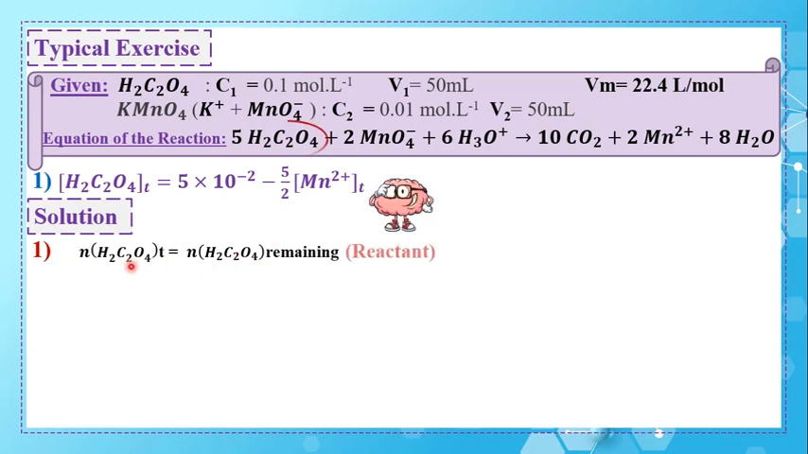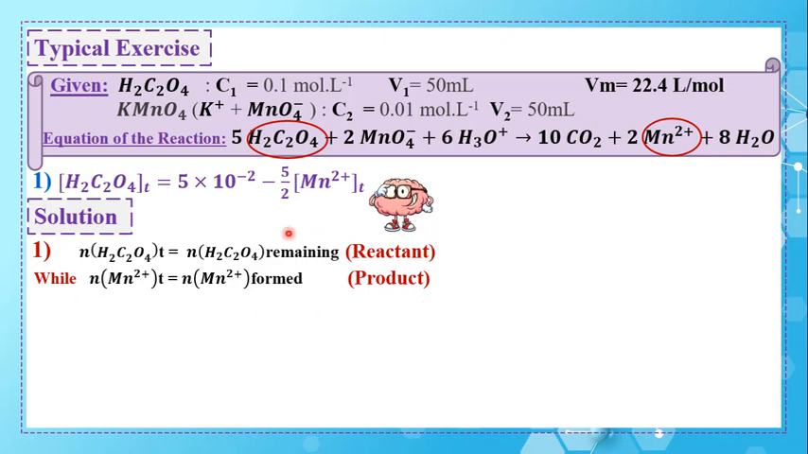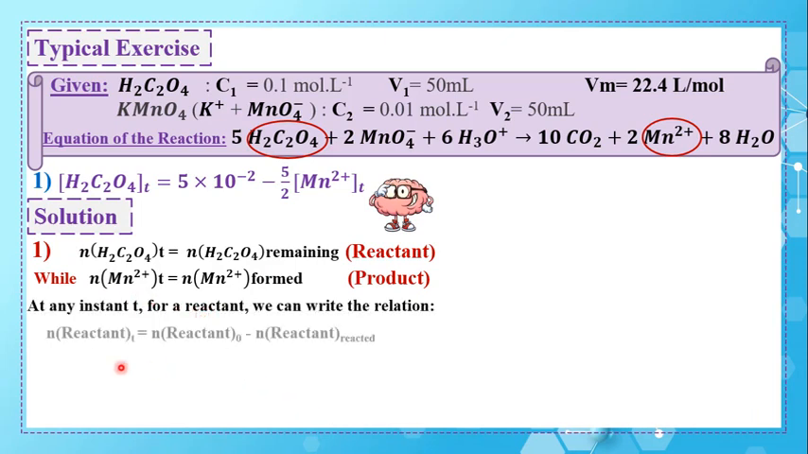Since H2C2O4 is a reactant, while for Mn2+, the number of mole of Mn2+ at instant t means the number of mole formed or produced, since Mn2+ is a product. Please remember these when you work with relations. Also, you can always write this relation for a reactant. The number of mole of the reactant left at t is equal to the initial number of mole of this reactant minus the number of mole which has reacted.